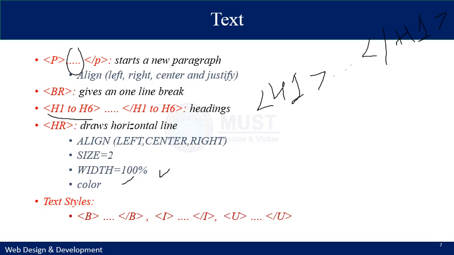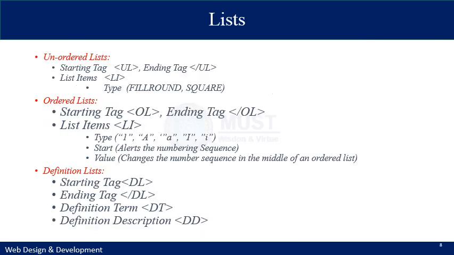Similarly, you can use the color as well. There are other text styles such as you can make the text bold, italic, or underline. Another common element of HTML pages is represented as lists. There are three common types of lists known as ordered list, unordered list, and definition list. Unordered lists are usually represented in bullets or other forms of sequences that do not contain numbers.